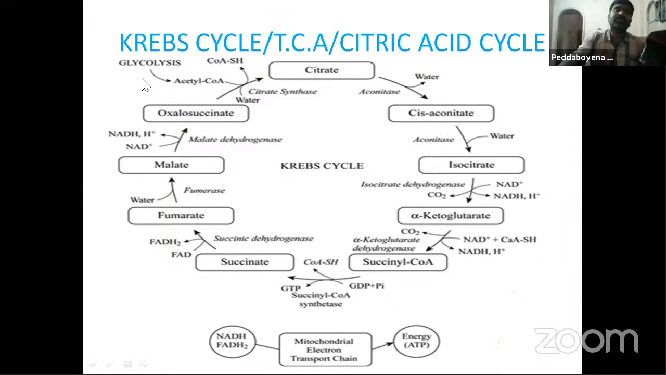The cycle runs two times. Why? Because in glycolysis, two molecules of pyruvic acid are formed as the end product, so two molecules of acetyl coenzyme A are formed. This cycle is completely rotated two times, so all the products are doubled: 2 CO2, 2 NAD.